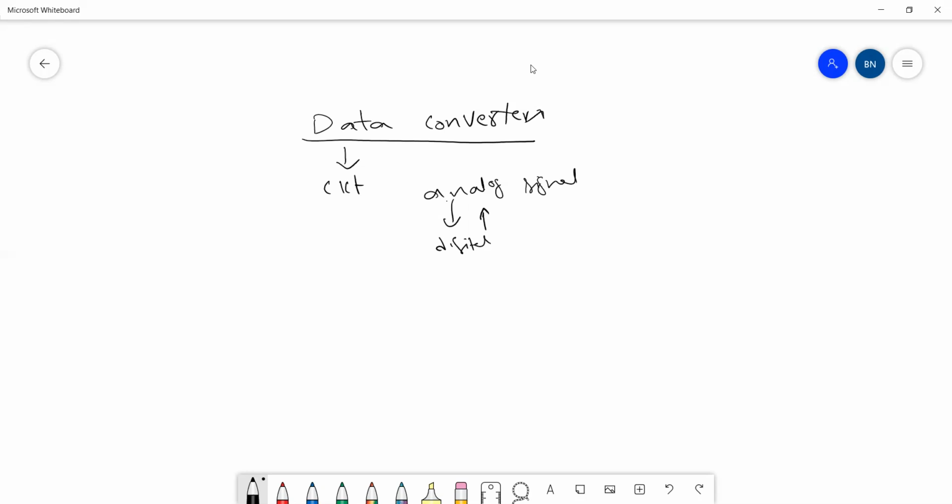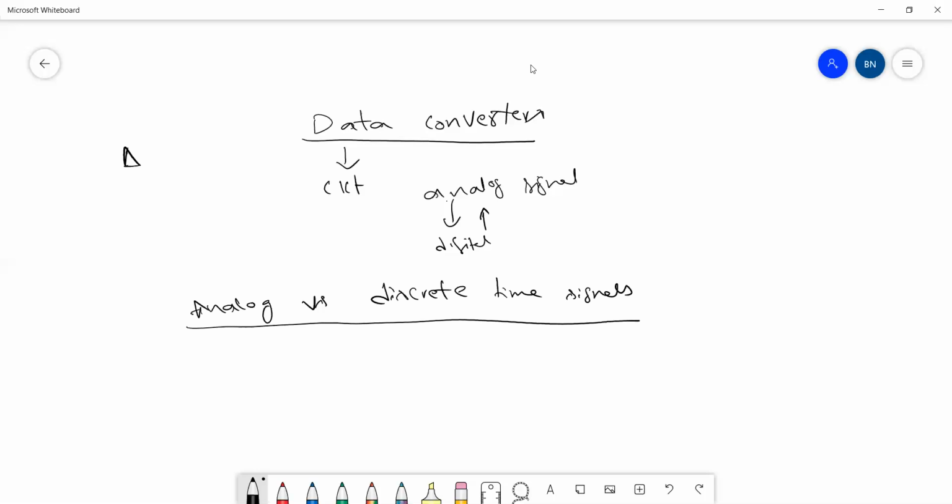Before going into the fundamentals of these data converters and also their specifications, let us first look at the differences between analog and discrete time signals.